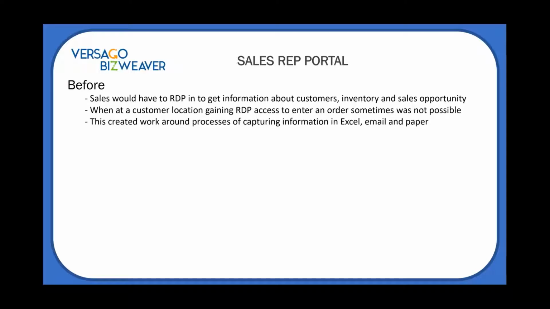So before implementing Versago, our customer would have their sales reps out in the field and they would have to remote desktop in to get information about customers, inventory, sales, and entering sales opportunity information. When they're at customer locations, gaining the remote desktop access was difficult. And this created workaround processes where they would capture information in Excel or in emails or just writing it down on paper and then entering it into the system later.